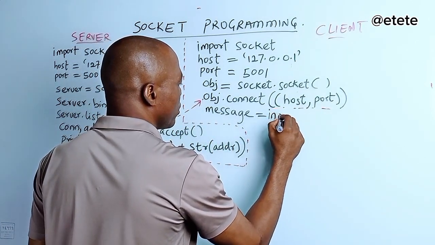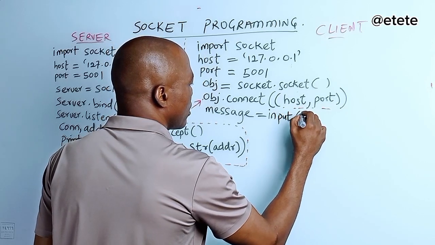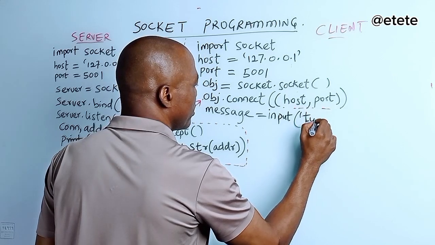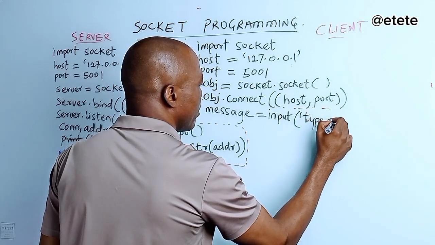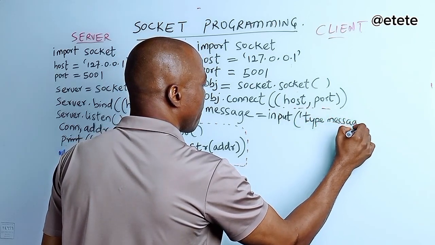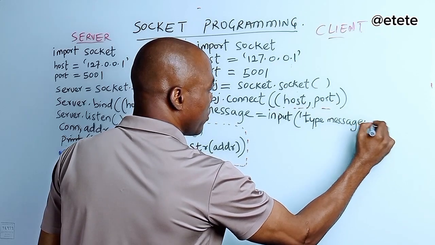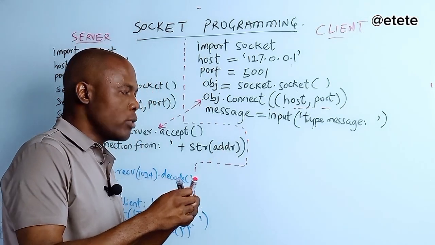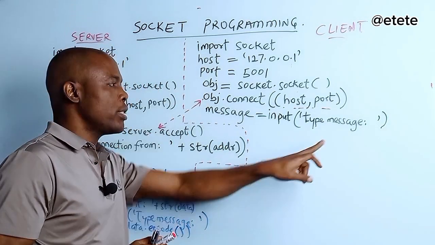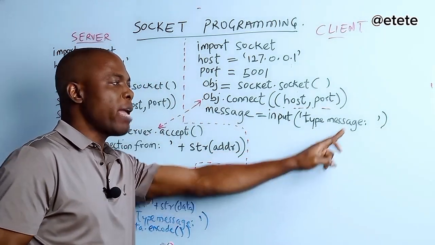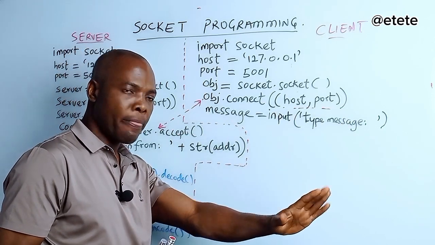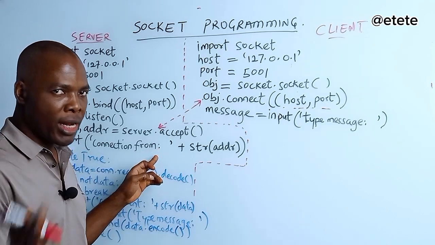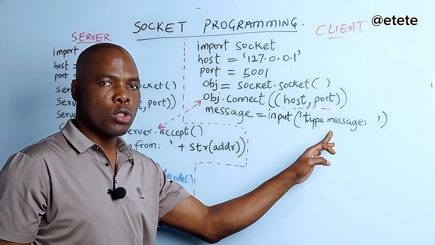I'll call the input function. Let's make it lowercase. Type message. Then I'll give a space. Then I'll close this. Then this one. So this will be displayed once the connection is established. This message will be displayed on the screen. Type message at the side of the client, while the server side is going to print out connection from at the server side. This side will show type message.